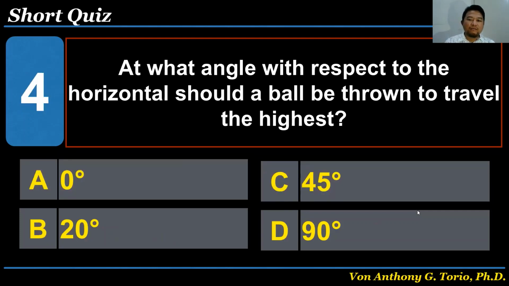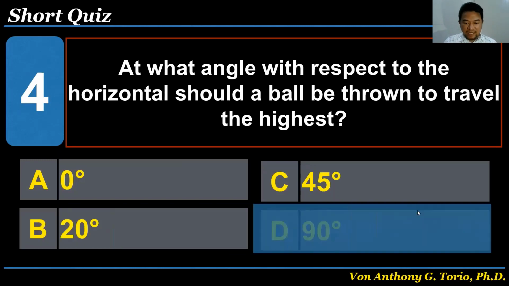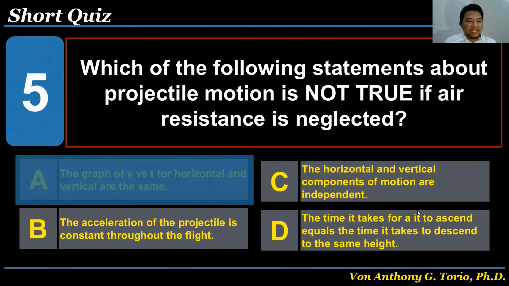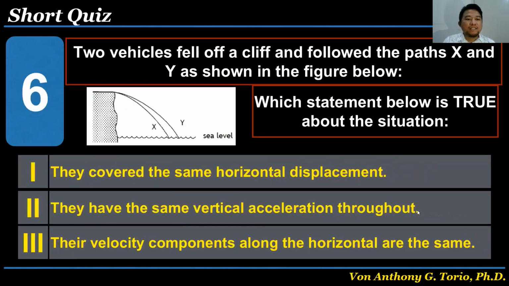Item number 4, maximum height. The answer is 90 degrees. Item 5, which of the following statements about projectile motion is not true if air resistance is neglected? Letter A, the graph of V versus time for horizontal and vertical are the same. They're actually different.